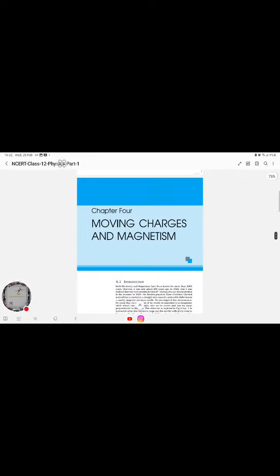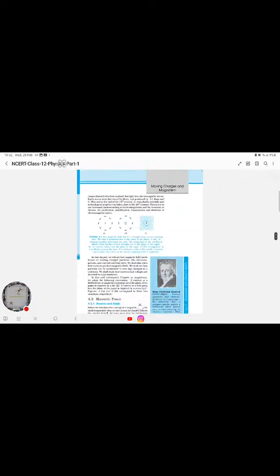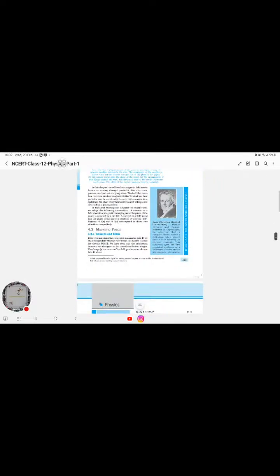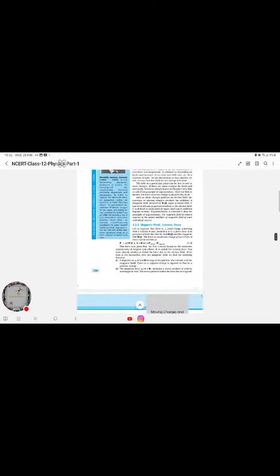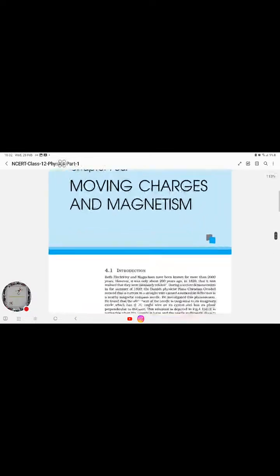So as told earlier, I will be following the old NCERT so that I am not missing out any of the derivations, if at all there is any. It's actually not required, but still we'll have to be on the safer side. So let's get started. Moving charges and magnetism.